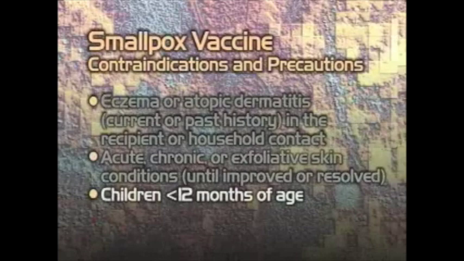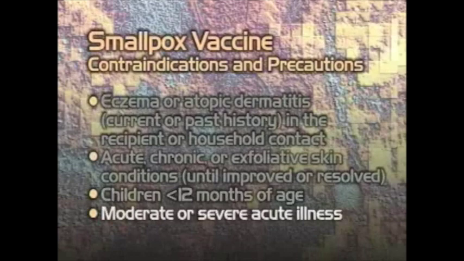Children less than 12 months of age should not be vaccinated. All vaccinated people should take precautions to prevent virus transmission to young children and other household contacts. As with all vaccines, vaccination should be deferred for people with moderate or severe acute illnesses. One reminder, in the event of an actual exposure to smallpox, vaccination may be considered for individuals who otherwise have contraindications, because the benefits of vaccination would most likely outweigh the risks.